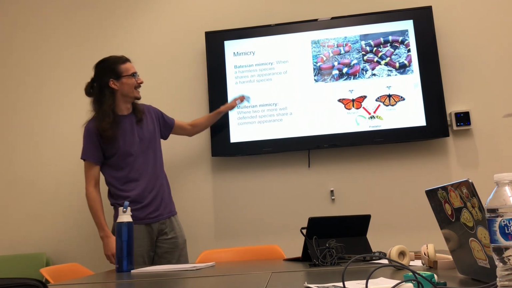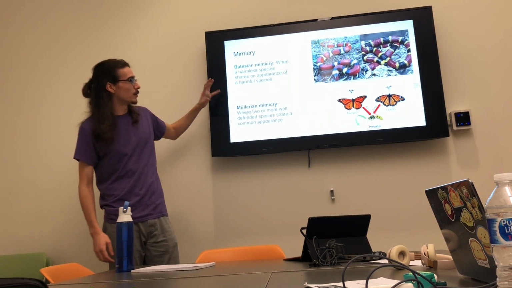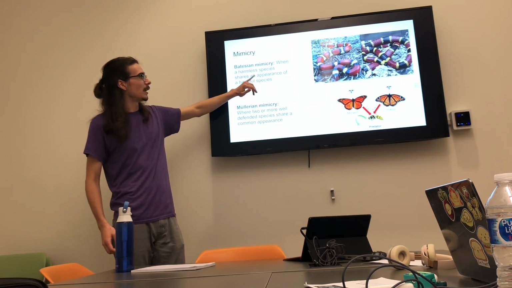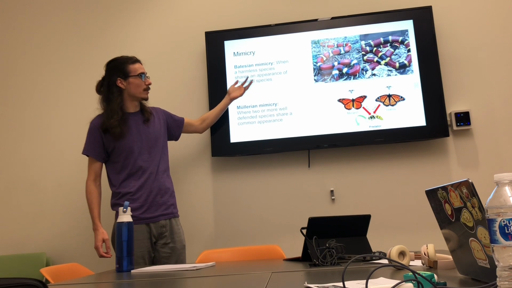Oh, right, my memory slide. Back to mimicry. So mimicry, you're acting as somebody else, and there's kind of two different forms. Batesian is where a harmless species shares the appearance of a harmful one.